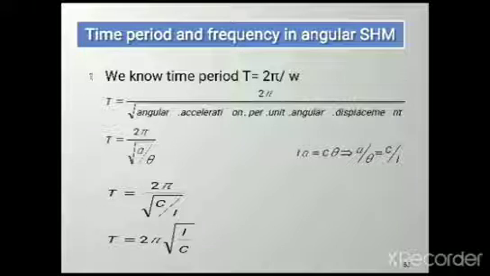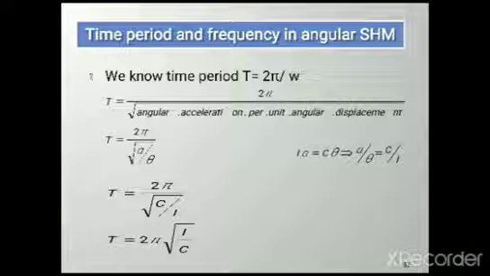Time period and frequency in angular SHM. We know that time period T equals 2π/ω, which equals 2π upon the square root of angular acceleration per unit angular displacement. Hence, T equals 2π√(I/c).